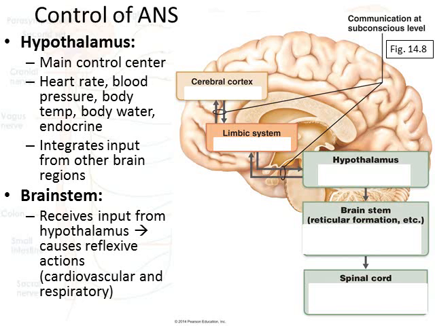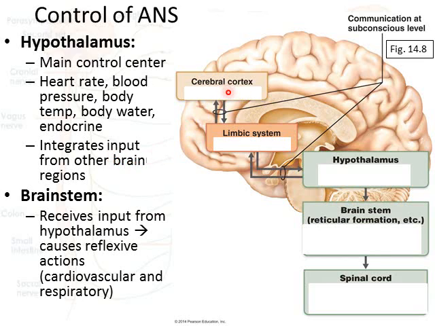Okay, so in general, the control of the autonomic nervous system is obviously done by the central nervous system, and the main control center of the autonomic nervous system is the hypothalamus. This is where, as we've talked about before, heart rate, blood pressure, body temperature, body water, and endocrine function are all kind of controlled. And so the hypothalamus integrates input from other regions of the brain.